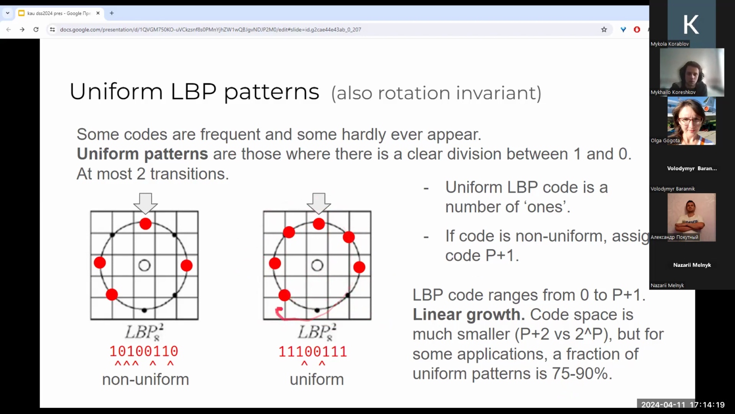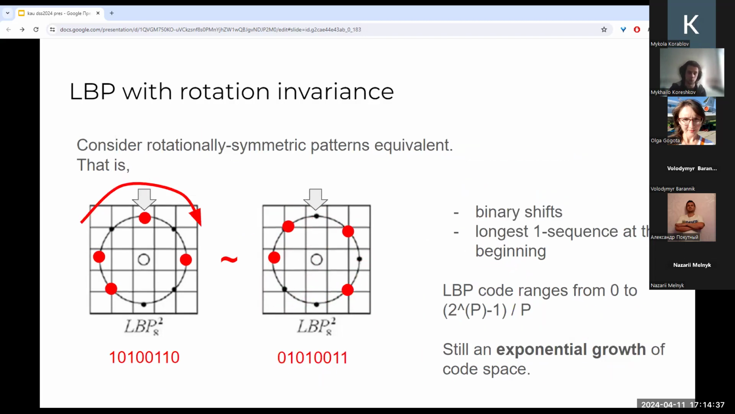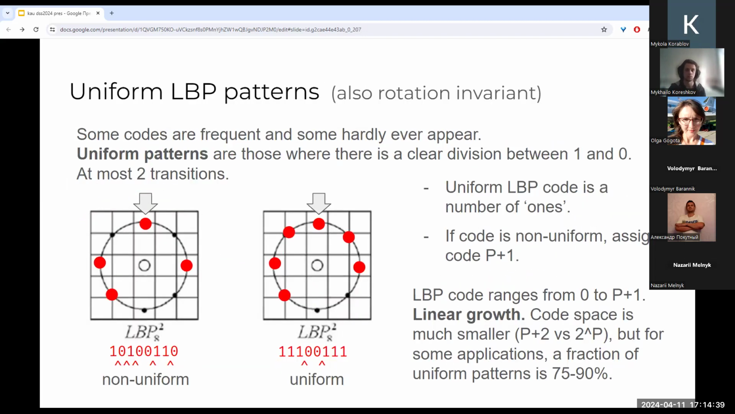And of course, a possible way to define this pattern is just to count the number of ones. Then every pattern that has this number of ones is equivalent. So this way we can have a code space of P plus 1, and compared to the code space of 2 to the power of P, that is really great. And these uniform patterns that are rotation invariant and contrast invariant are what we are actually using.